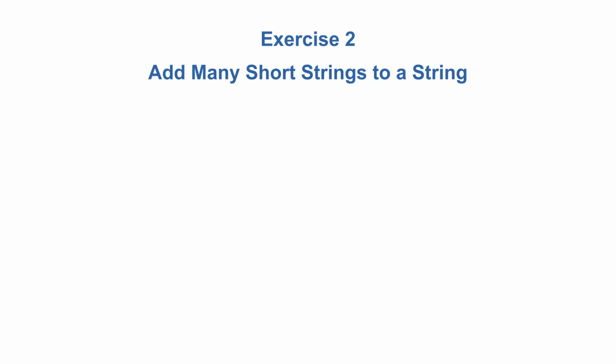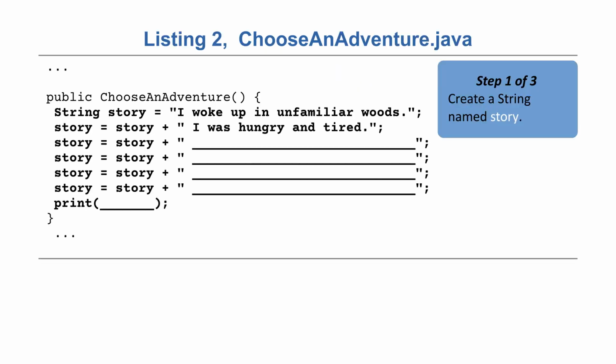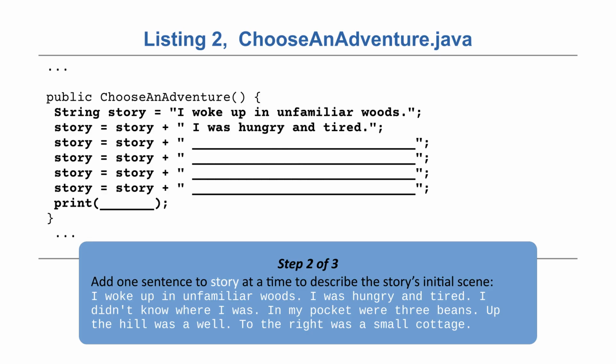First, we need to set the initial scene for the adventure. Exercise 2. Add many short strings to a string. First, create a string named story. Then add one sentence to story at a time to describe the story's initial scene. I woke up in unfamiliar woods. I was hungry and tired. I didn't know where I was. In my pocket were 3 beans. Up the hill was a well. To the right was a small cottage. Hint, you'll need to add a space between each sentence.